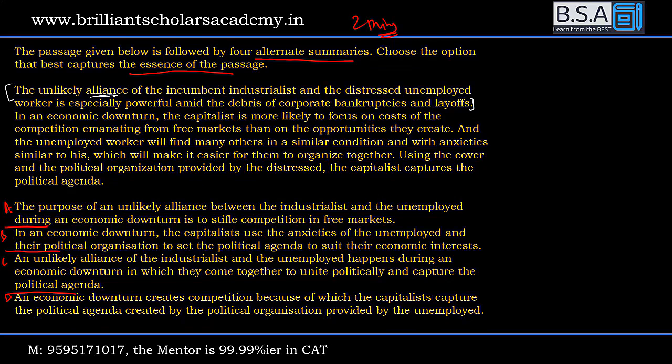Alliance means coming together, a coalition, like different political parties coming together. Unlikely, so it is not natural. They're coming together for some reason. Who are coming together? Industrialist and unemployed. Distressed means troubled. Incumbent is usually used for, let us say, an incumbent prime minister or president who has been elected or selected. So basically the alliance of industrialist and unemployed is unlikely.